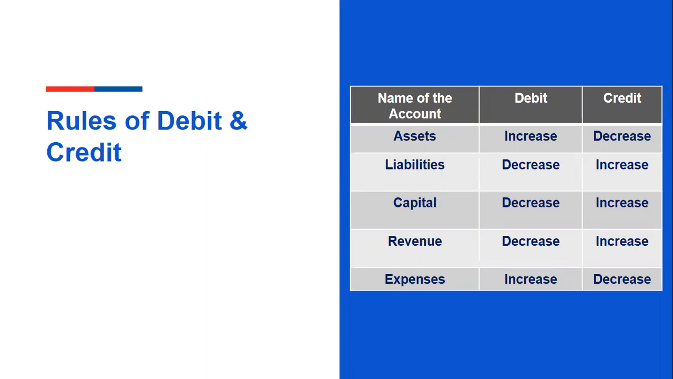And the last is expenses. Expenses are also a nominal account. If an expense is increasing, then you have to treat it as debit, and if decreasing, then you can treat it as credit. So these are the rules of debit and credit.